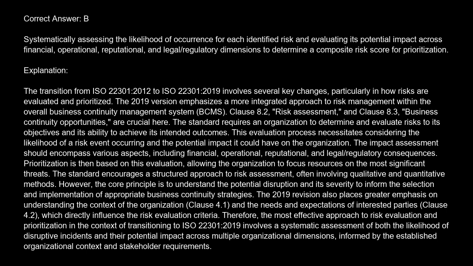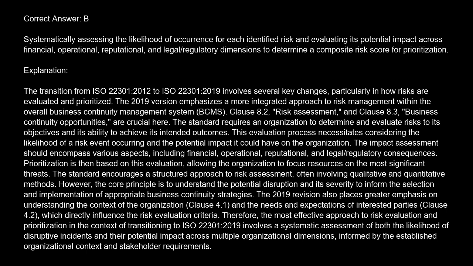Explanation. The transition from ISO 22301-2012 to ISO 22301-2019 involves several key changes, particularly in how risks are evaluated and prioritized. The 2019 version emphasizes a more integrated approach to risk management within the overall Business Continuity Management System, BCMS. Clause 8.2, Risk assessment, and Clause 8.3, Business continuity opportunities, are crucial here.